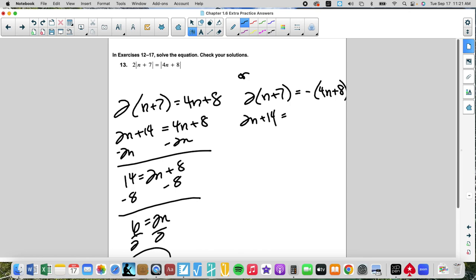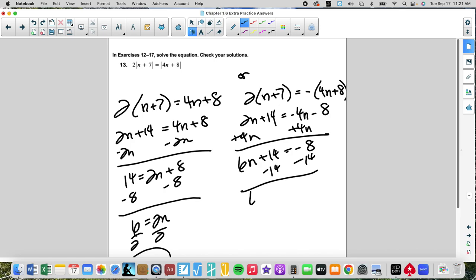Let's do 2n plus 7 equals 14. Did I do that? Yeah, almost made a mistake there. Minus 4n minus 8. Let's add the 4n. 6n plus 14 equals negative 8. Minus 14. 6n equals negative 22. Yep. Divide by 6, divide by 6, n equals negative 11/3.